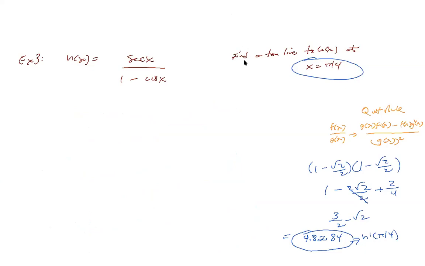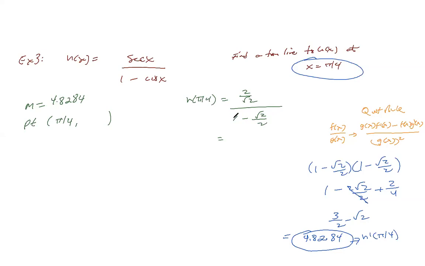I'm stating, let's see what this green looks like, that the slope is 4.8284. I need a point. Well, the x value is pi over 4. Do I have a y value? No, I don't, but I can find it, right? I can just plug in pi over 4 to h of x. Find h of pi over 4, that's going to be the secant of pi over 4, which is 2 over root 2. Cosine of pi over 4, root 2 over 2.